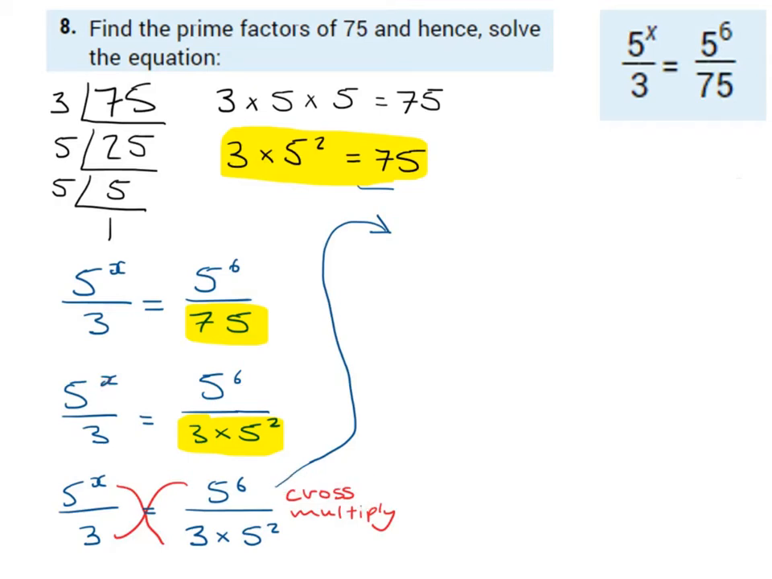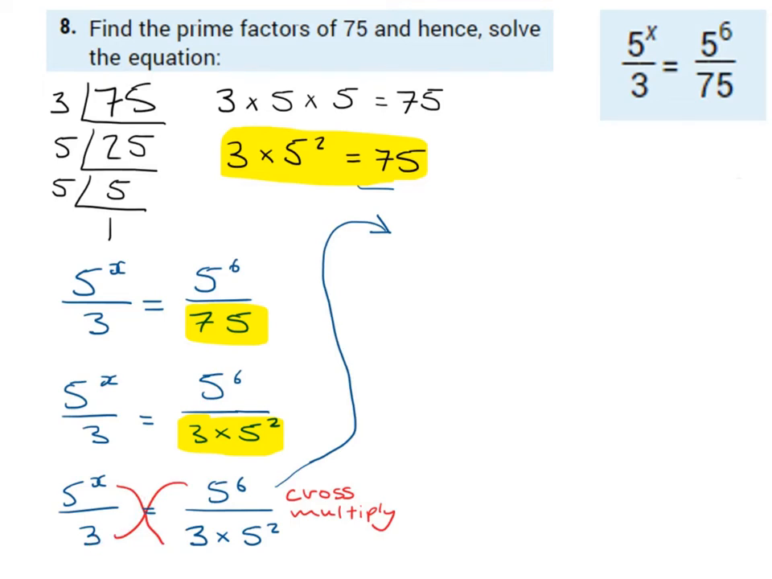So that means everything on the top left hand side will get multiplied by everything on the bottom right hand side, and everything on the top right hand side will get multiplied by everything on the bottom left hand side. So we're going to do 5 to the power of x multiplied by 3 by 5 squared equal to 5 to the power of 6 multiplied by 3.